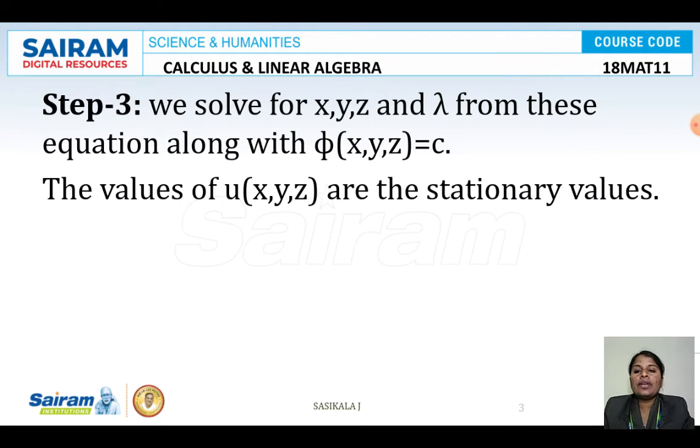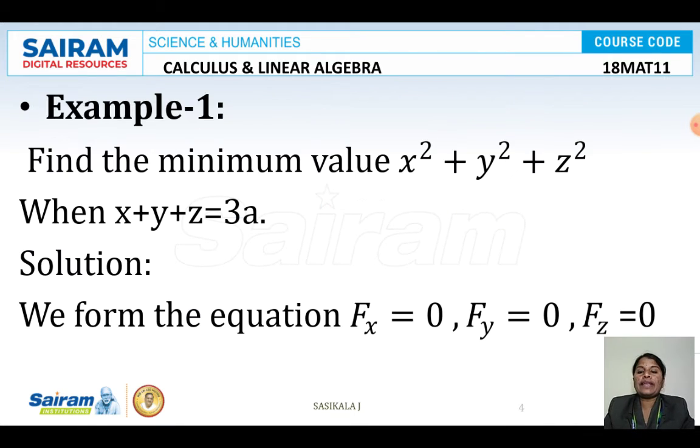Next, we have to solve for x, y, z and lambda from these equations along with phi of x, y, z equal to c. Once you get the x, y, z values, you substitute them in the u function to get the stationary values. Now we'll go for an example to understand the working rule in depth.